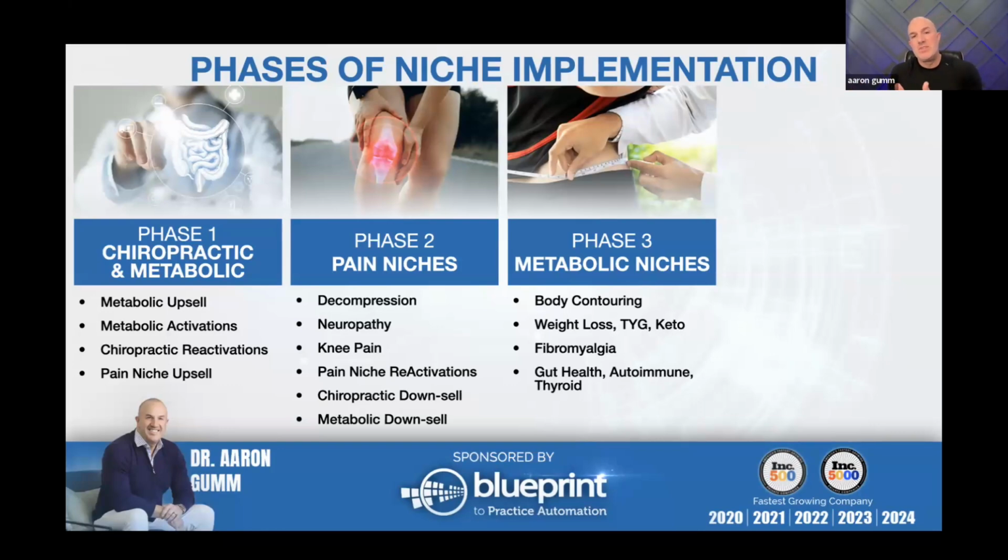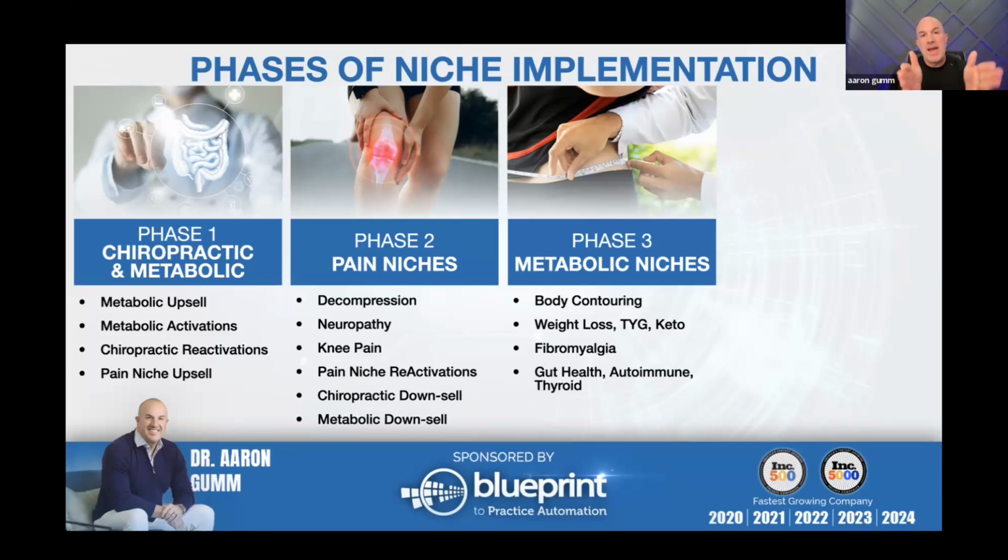But in phase three, we would say, okay, I want more metabolic patients in. We teach you how to use body contouring to get those metabolic patients in. Those metabolic patients coming in for body contouring, the majority of them need weight loss or gut health or keto or fibromyalgia or autoimmune or thyroid protocols. Again, it's all narrowed down to that one-page wellness survey that they fill out. It tells you exactly what protocol they need. And then you can upsell those patients into chiropractic and pain niches.